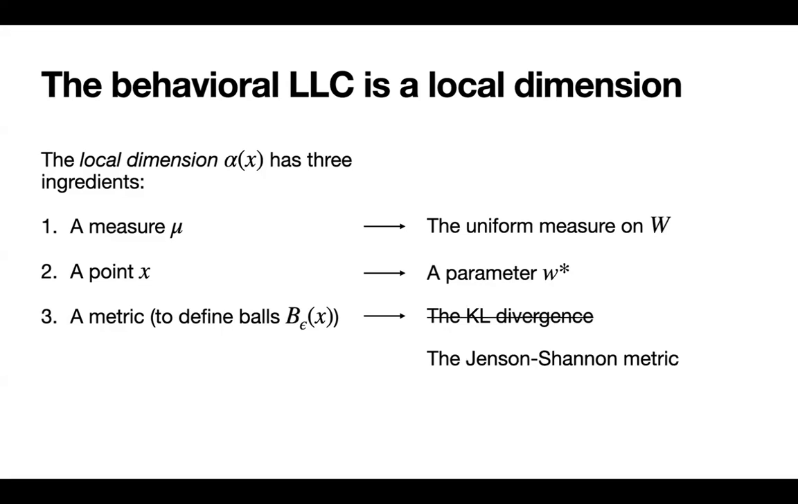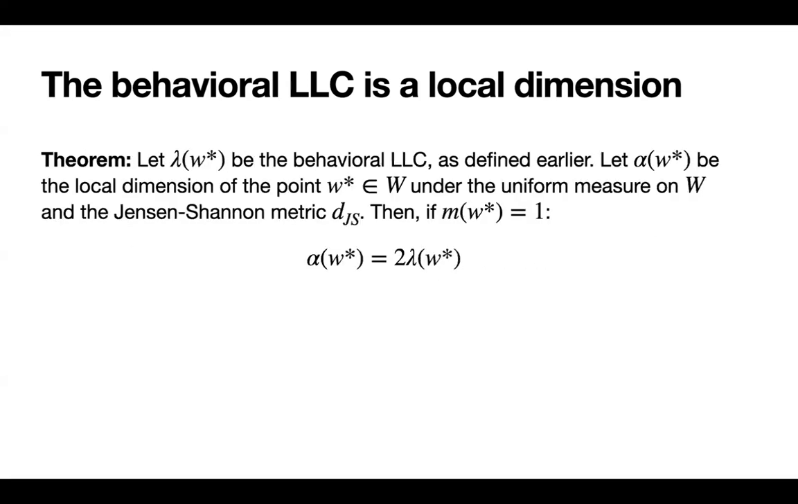And then here's the result. If lambda is the behavioral LLC, then it just turns out that the local dimension of a point under the uniform measure and the Jensen-Shannon metric is just equal to twice the local learning coefficient.